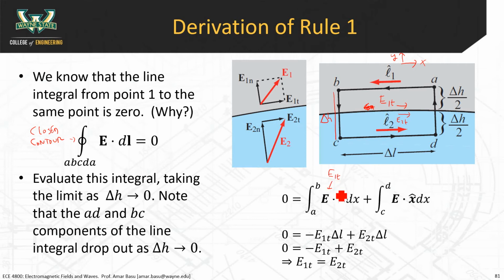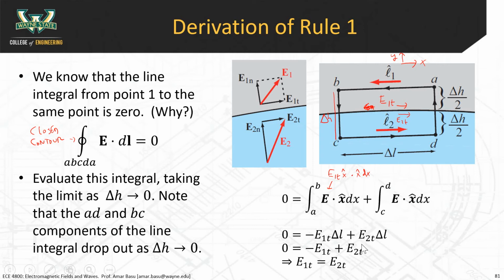So the electric field is E1t in the x hat direction, and then you're going to dot it with x hat dx, right? So when you take the integral of this going from A to B, you're going to end up with E1t times delta L, which is the x coordinate of B minus the x coordinate of A. So it's the tangential field times the length.